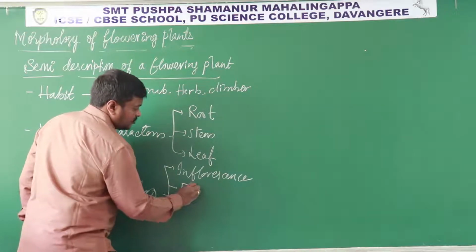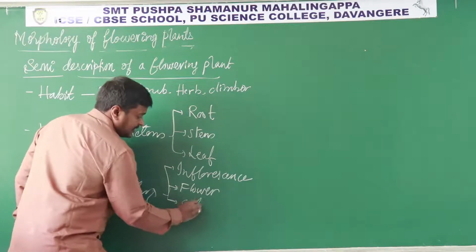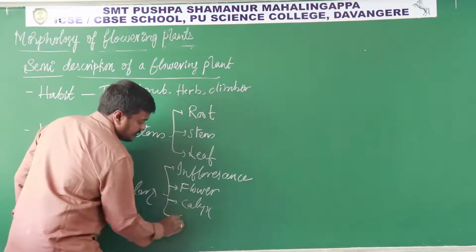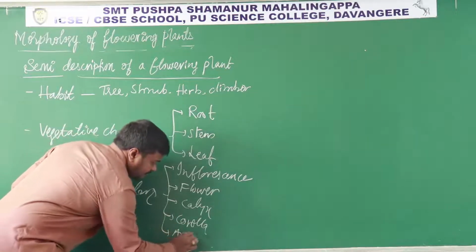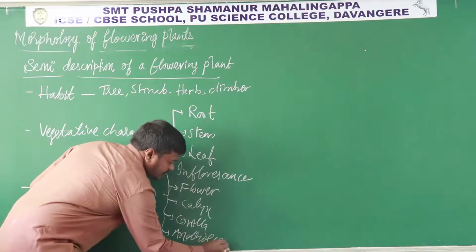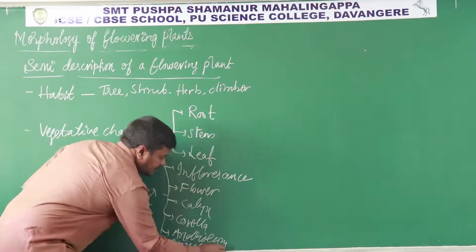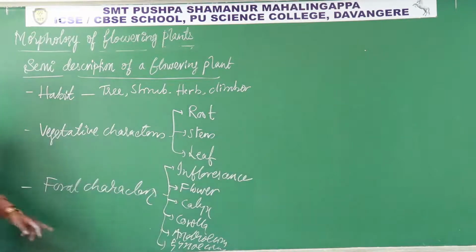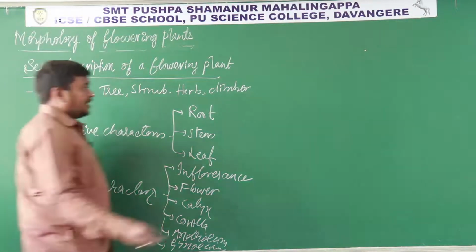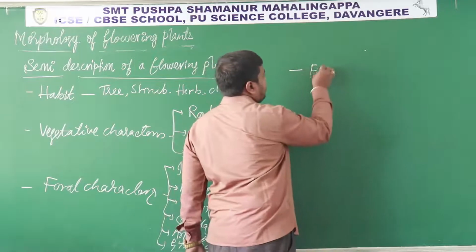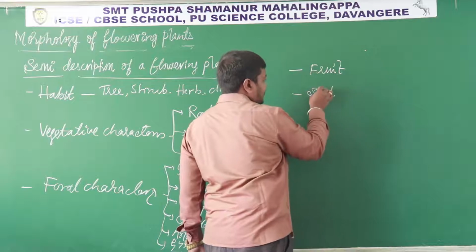Then we come to the individual flower, then the individual structures of a flower like calyx, corolla, then androecium, then finally gynoecium. So floral characters consist of inflorescence, flower, calyx, corolla, androecium and gynoecium. After the floral characters comes the fruit, then the seed.